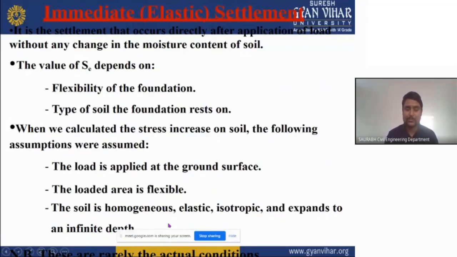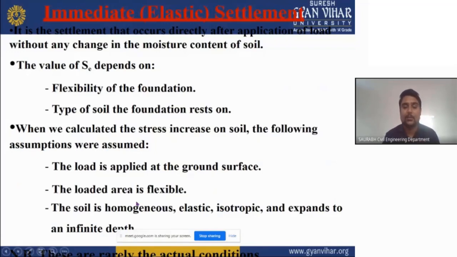This means we have to make some assumptions before analyzing the compressibility of the soil. First, the load can only be applied on the ground surface. We cannot do it everywhere. We have to do it on the ground surface, and the load area is flexible. We assume that the area where we are doing the compressibility is in flexible mode, meaning you can compress your soil sample or soil type by applying some load.